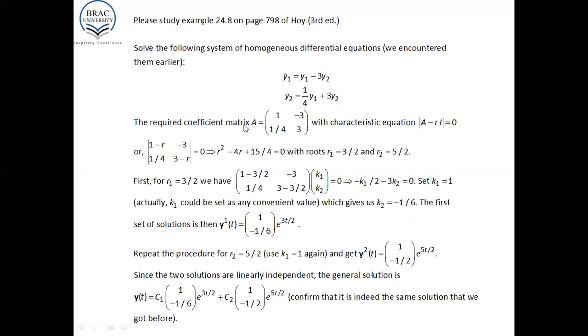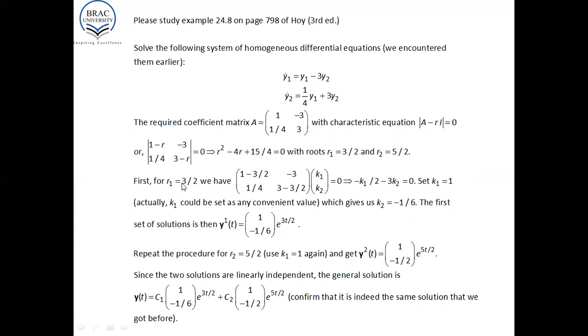What is the required coefficient matrix? It is 1, minus 3, 1 by 4, 3. The characteristic equation, determinant of A minus rI equal to 0, or 1 minus r, minus 3, 1 by 4, 3 minus r is equal to 0, which gives us r squared minus 4r plus 15 by 4 is equal to 0, with roots r1 equal to 3 by 2 and r2 is equal to 5 by 2, same as before. So in the other example, you got the same characteristic equation and the same roots.